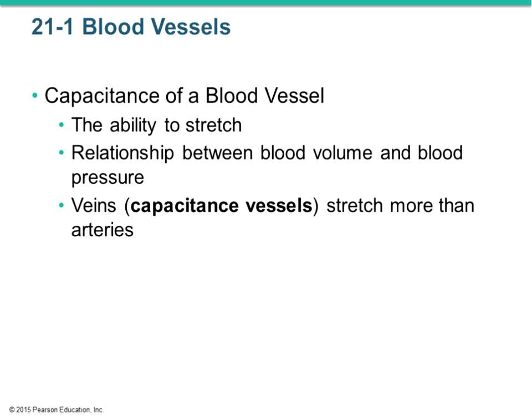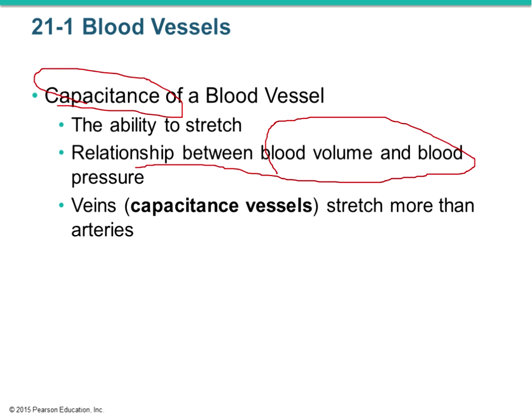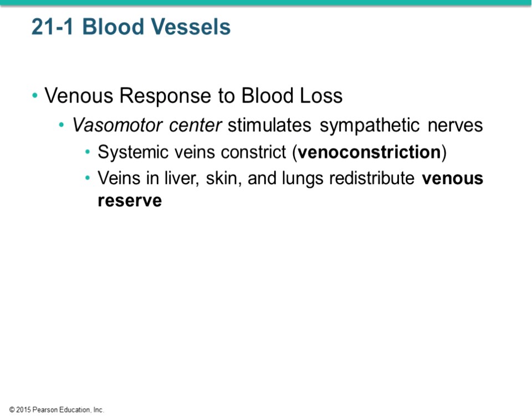All right, so an important concept of a blood vessel is its ability to stretch, or capacitance, right? These capacitance vessels, like veins, for instance, stretch much more than arteries, and so that, again, is going to be a contributing factor to the relationship of blood volume and blood pressure, ultimately. The more stretch, the lower the pressure in any given vessel.